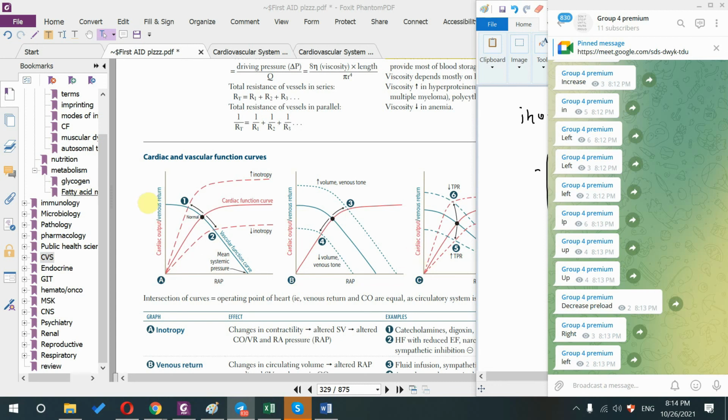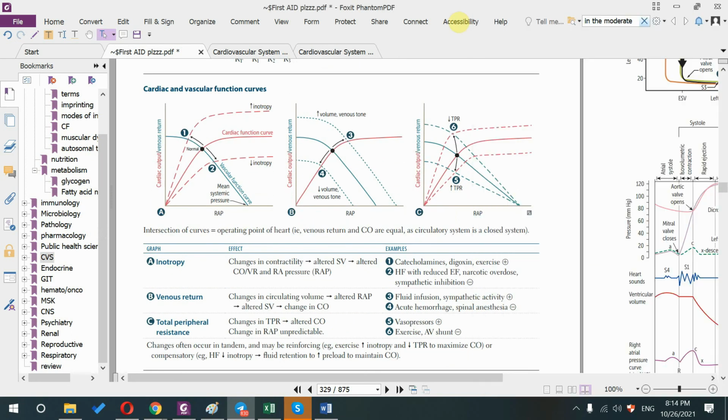Okay, guys, good, left, it will be to the left. So let's take a look. We have the following two curves: the cardiac function curve and the vascular function curve.